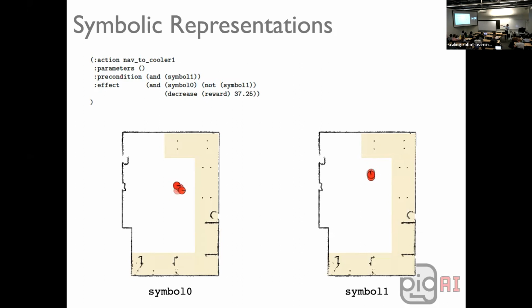You see it's kind of pointing up there. That's where the cupboard is. And then symbol 0 is a distribution of its location in the map. It's standing over there looking right. That's where the cooler is. So this says if you're standing in front of the cupboard, you can execute and move to the cooler. You won't be standing in front of the cupboard anymore. Now you'll be standing in front of the cooler. But that's using learned grounded symbols.